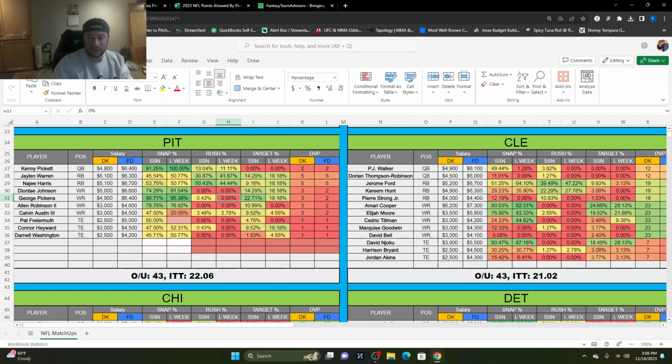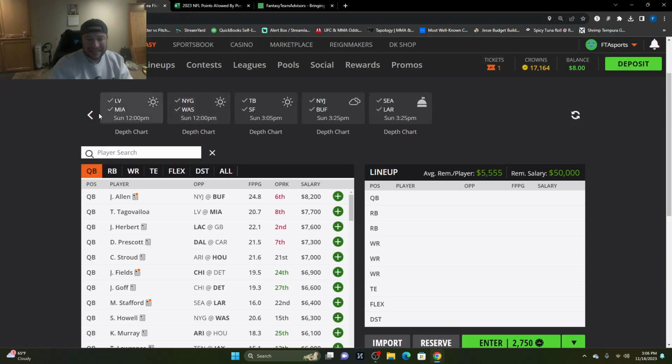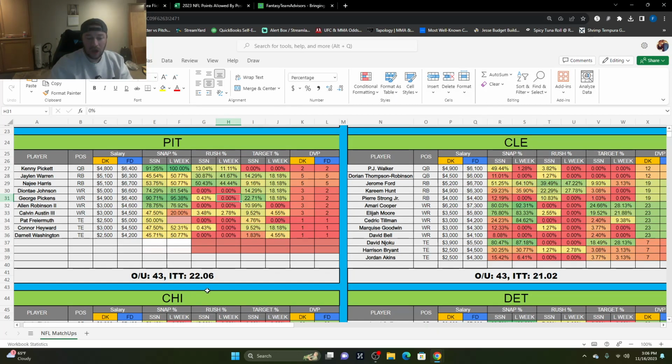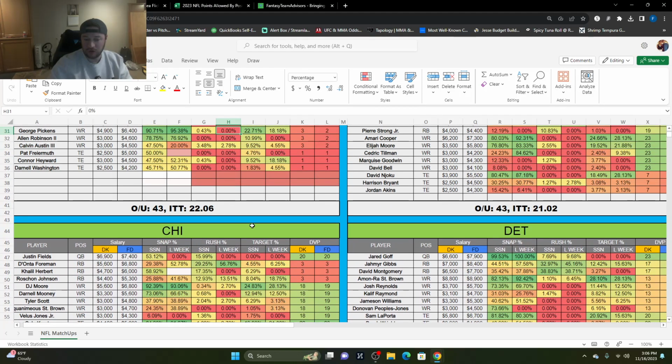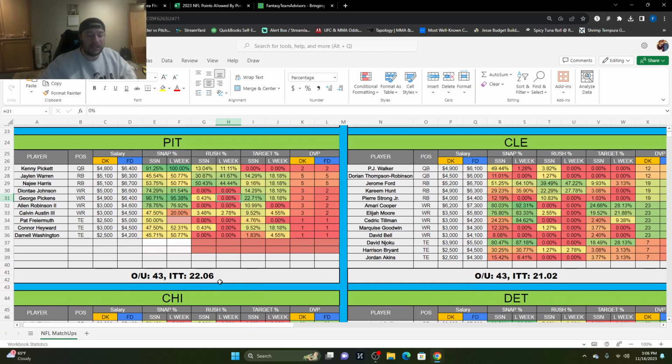Looking at this, we've got Pittsburgh at Cleveland. As of now, these are not updated, so these over-unders are for last week. I want to wait until Saturday or early Sunday morning to update the over-unders and the implied team totals so you can see where they are. And if you want to check it out, we have the Vegas odds. You can see where they opened up and where they're at right now.